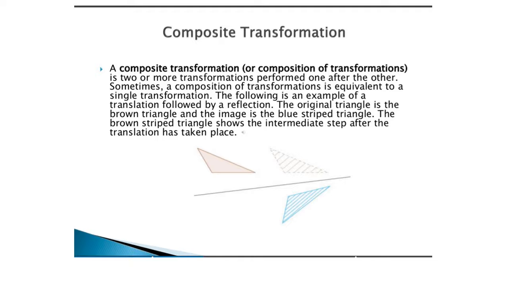The following is an example of a translation followed by a reflection. The original triangle is the brown triangle and the image is the blue striped triangle. The brown striped triangle shows the intermediate step after the translation has taken place.